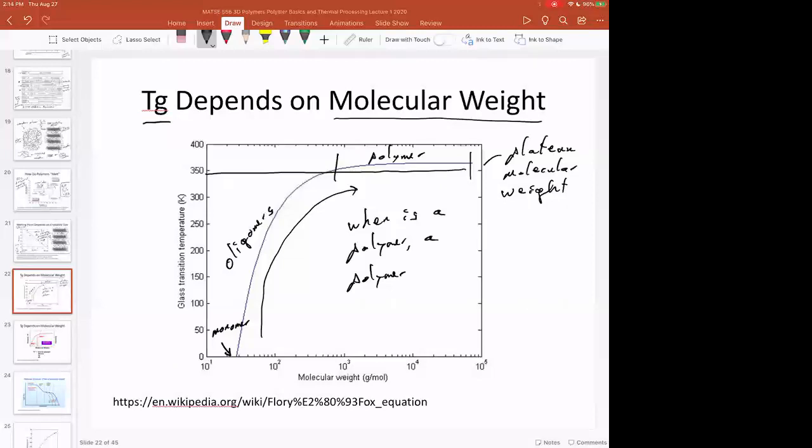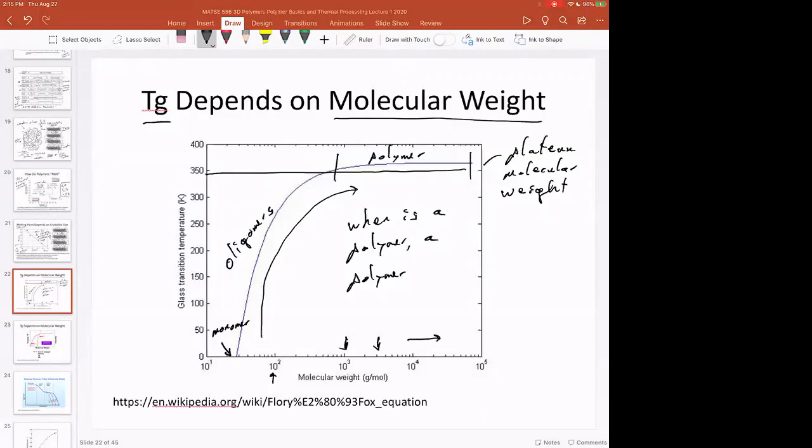But if you make an oligomer of polystyrene, so this is 100 grams per mole right here, if you make 100 grams per mole polystyrene, it's not going to be that awesome because it's going to have a low glass transition temperature. You really need to be 1,000, 20,000, 30,000, and higher in order to get polymer behavior.